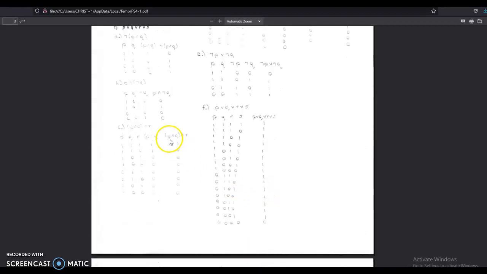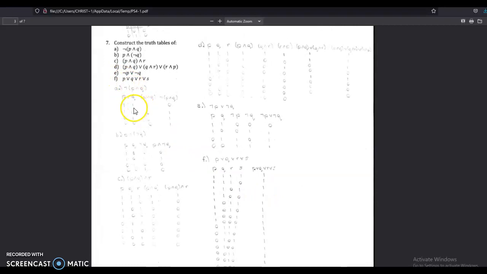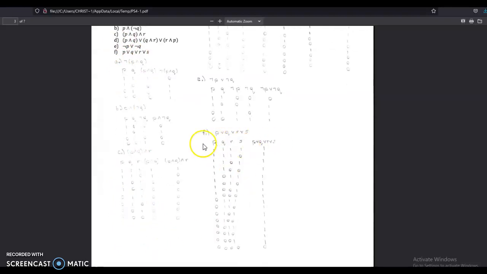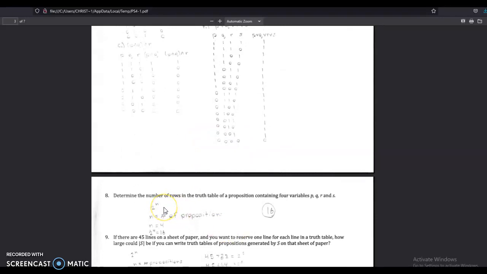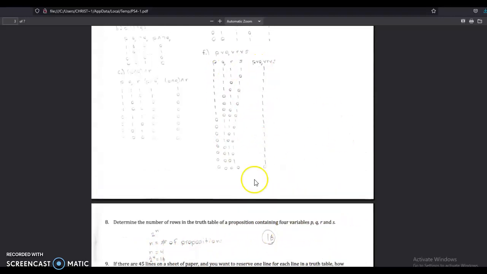So I was just saying, you can see that the rows depend on the propositions. 2 propositions, 4 rows. 3 propositions, 8 rows. And this last one, 4 propositions, 16 rows. So you can see that it follows a certain pattern: 2 to the power of n, where n is equal to the number of propositions. Here n is equal to 4, so 2 to the 4th is 16. 16 rows for the truth table, just like it is right here for P, Q, R, and S.